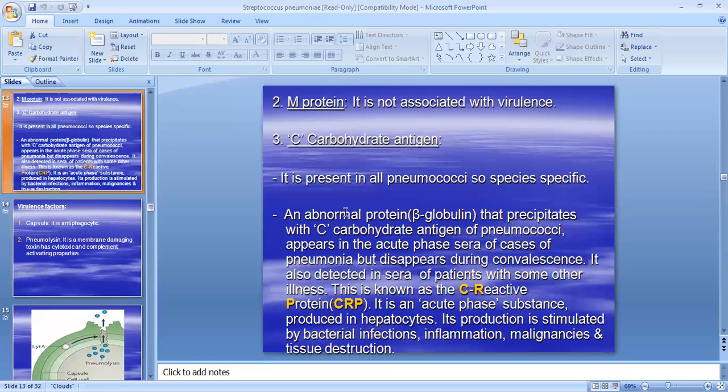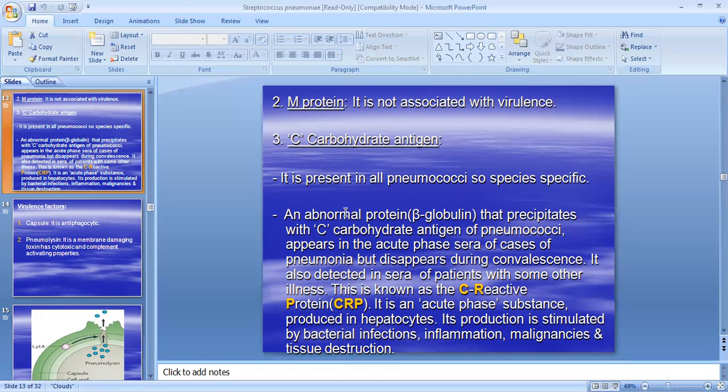M protein is not associated with virulence. C carbohydrate antigen is present in all pneumococci, so it is species specific. An abnormal beta globulin protein that reacts with C carbohydrate antigen of pneumococci appears in the acute phase sera of cases of pneumonia, but disappears during convalescence. It is also detected in sera of patients with some other illnesses. This is known as C-reactive protein.